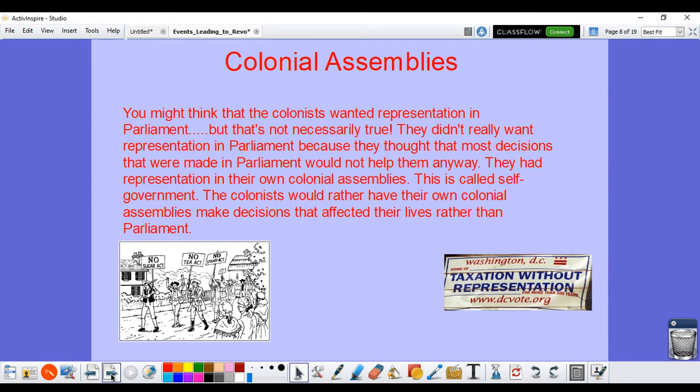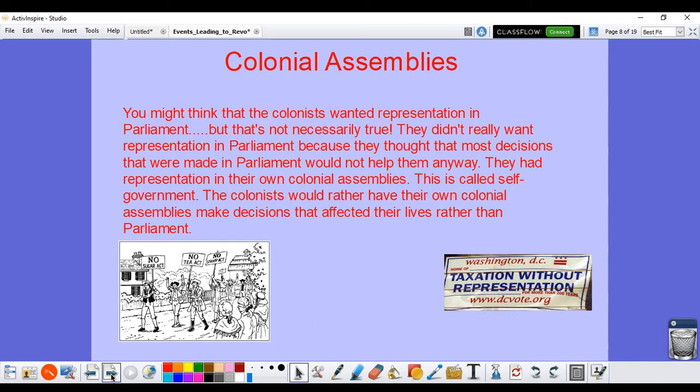Now, that's not to say that the colonists wanted to send people over and represent them in Parliament necessarily. They really just wanted control over what happened in their colony. They didn't think that a king all the way an ocean away should be able to make decisions for them. So they really just wanted to have the right and the power to make decisions that were specific for them.